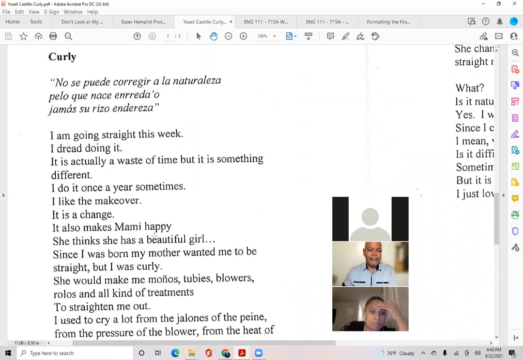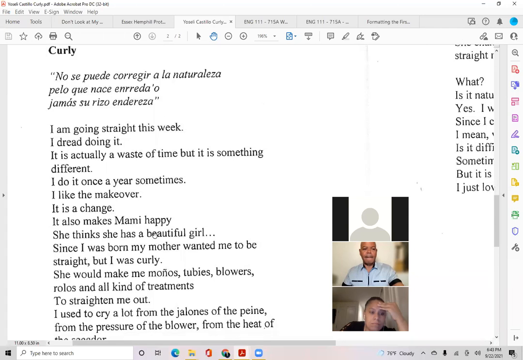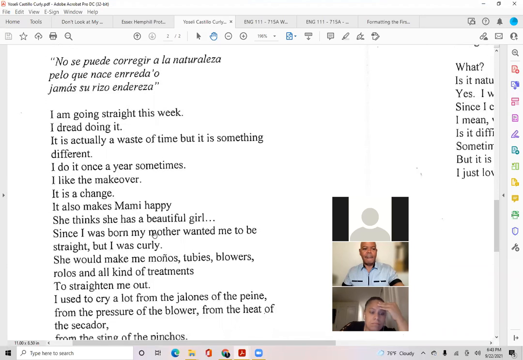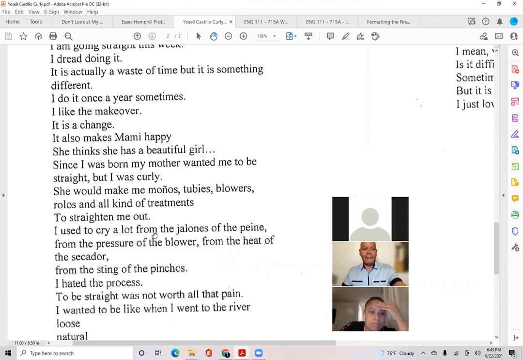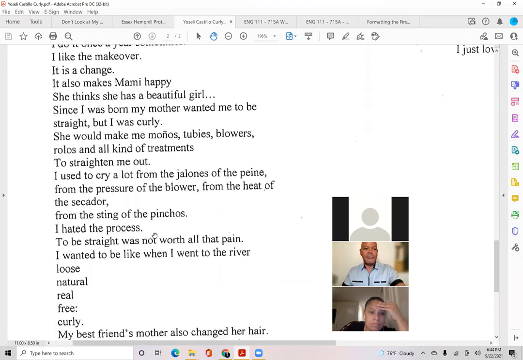Curly. No se puede corregir a la naturaleza, pero que nace arredado jamás su rizo endereza. I am going to strain this week. I dread doing it. It is actually a waste of time, but it's something different. I do it once a year sometimes. I like the makeover. It's a change. It also makes mommy happy. She thinks she has a beautiful girl. Since I was born, my mother wanted me to be straight, but I was curly. She will make me moños, doobies, blowers, rolos, and all kind of treatments to straighten me out.